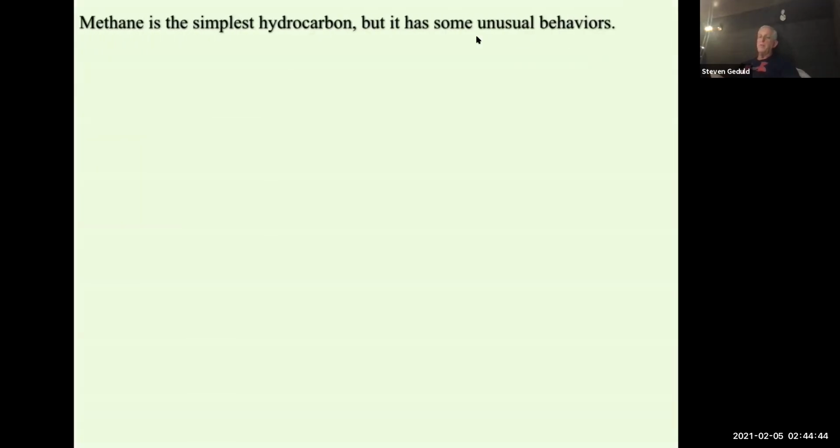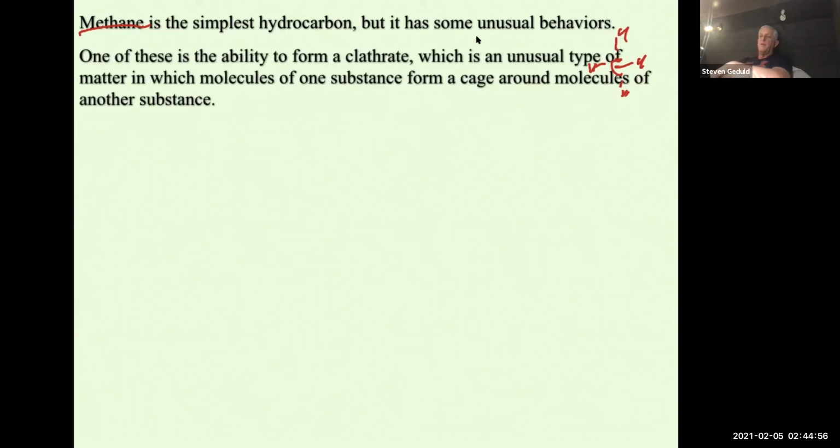All right. So methane. Remember what methane was? Methane was the simplest hydrocarbon. 1 carbon, 4 hydrogens. But methane has some very unusual behaviors. Methane can form what's called clathrates. It's a type of matter in which molecules of one substance form a cage around molecules of another substance.